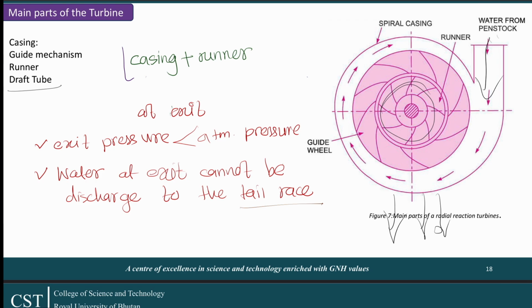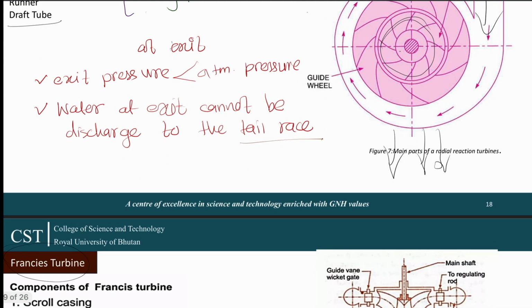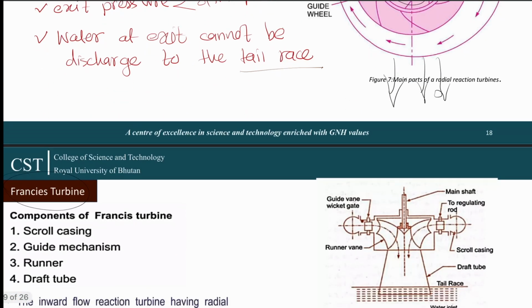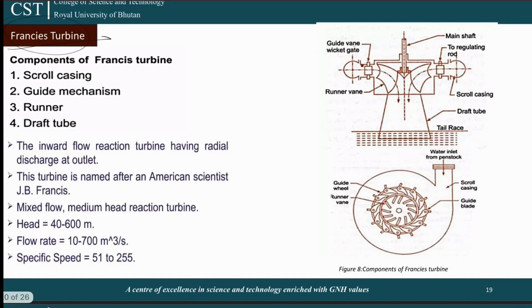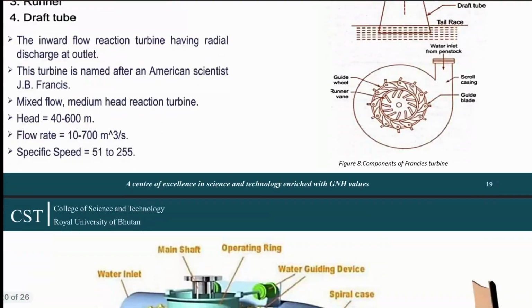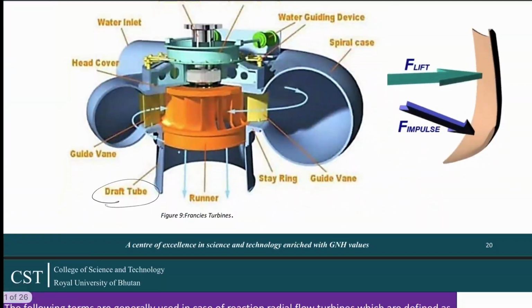So with this, we will be moving to the first part of the reaction turbine, that is the Francis turbine. The components are similar to what we have discussed in the case of the reaction turbine, so just make sure you revise it. And they have mentioned how much head should be used in the case of the Francis turbine, the flow rate, and the specific speed for this Francis turbine. So just make sure you go through this as well.